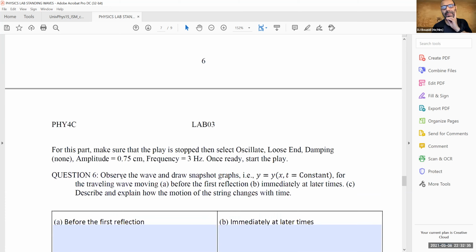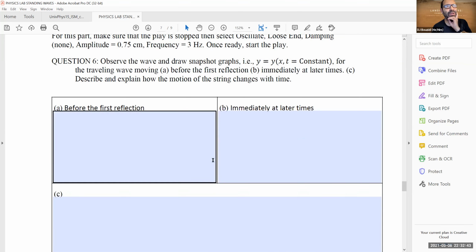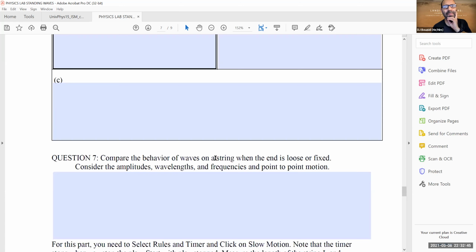Same thing in here. You're keeping everything except now it's a loose end, not a fixed end. Same thing. Now it's repetitive. You guys see the pattern, okay?